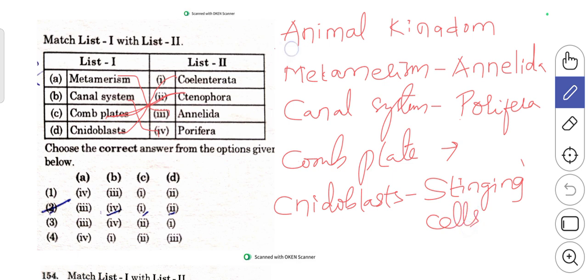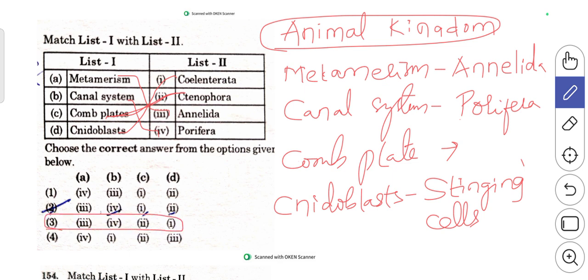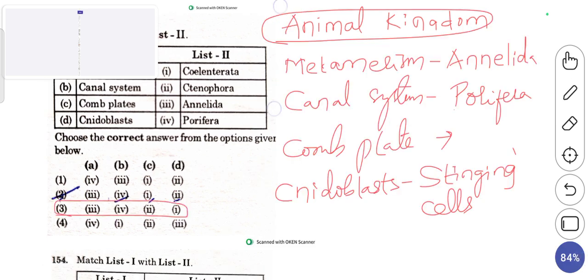Hence the right answer for this one is A3, B4, C comb plates Ctenophora, that is 2, D1. So the third option will be the right answer here.